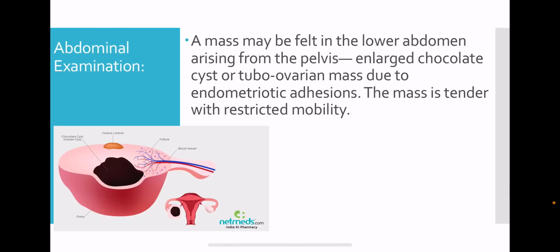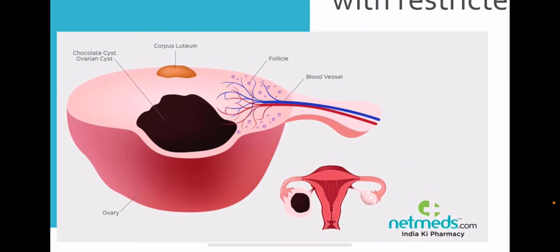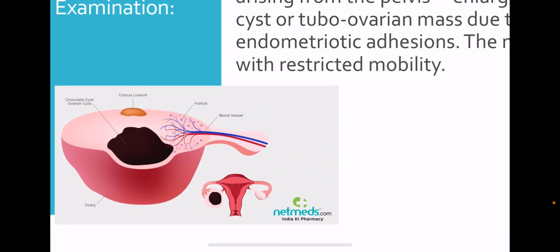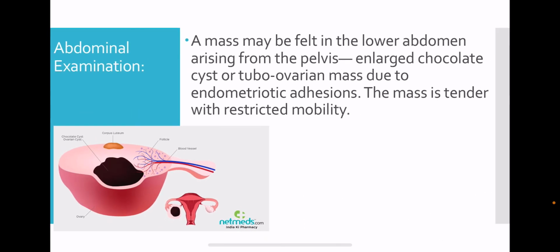Abdominal examination. A mass may be felt in the lower abdomen arising from the pelvis. During the abdominal examination, you can feel a mass arising from the pelvis in the lower abdomen. It is an enlarged chocolate cyst or tubo-ovarian mass. You can see the ovaries which contain a chocolate cyst or tubo-ovarian mass. A tubo-ovarian mass is a mass found in the tubes and the ovaries. It is an abnormal growth of tissue due to endometriotic adhesions. The mass is tender with restricted mobility.